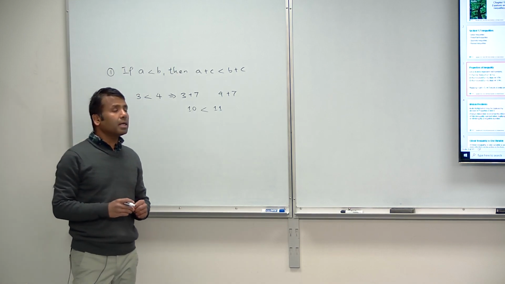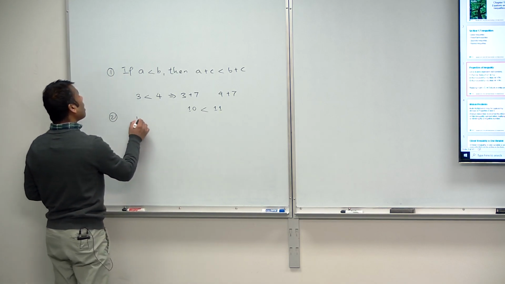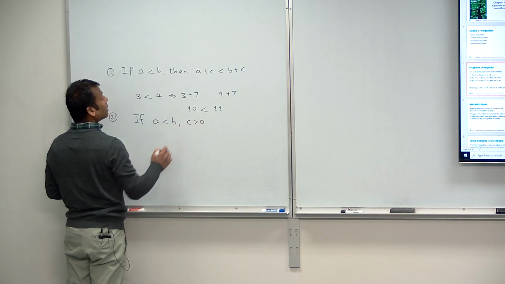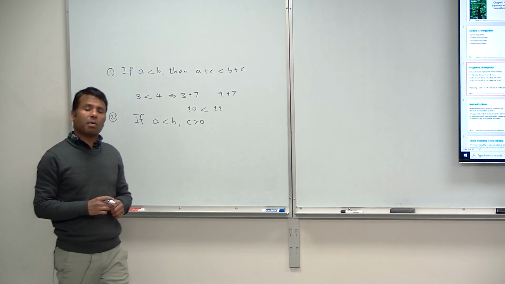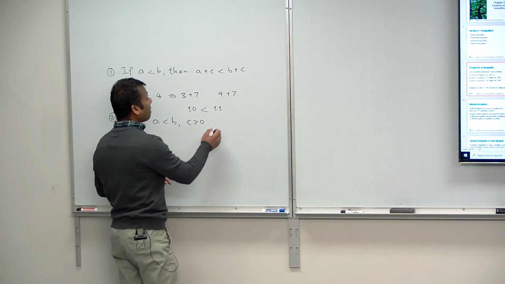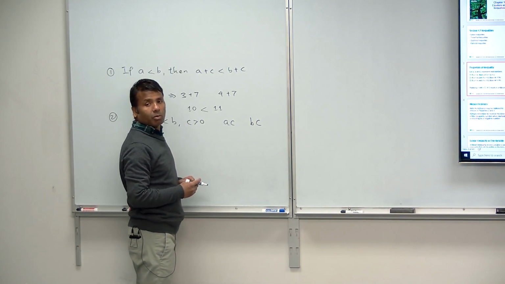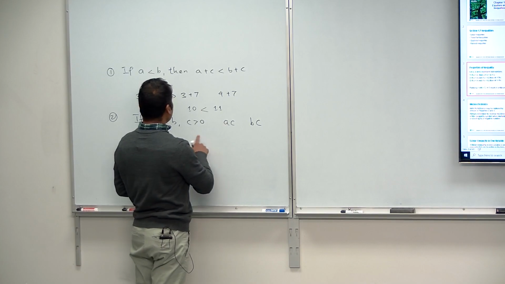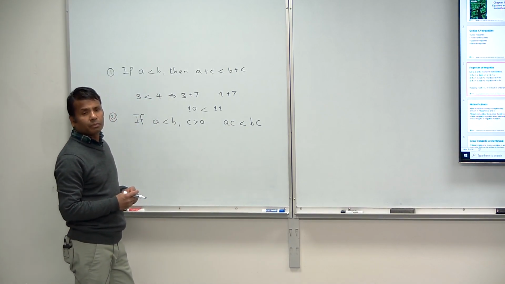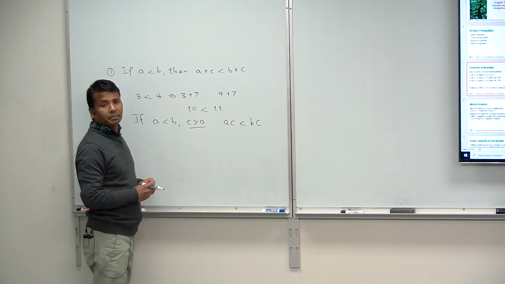The next one is, if A is less than B and C is a positive real number, C greater than 0, so that means C is positive, you can multiply both sides of the inequality by C without changing the inequality sign. So AC is less than what? BC. But this is true if C is positive. Did you get that?